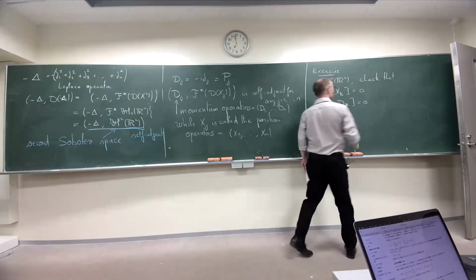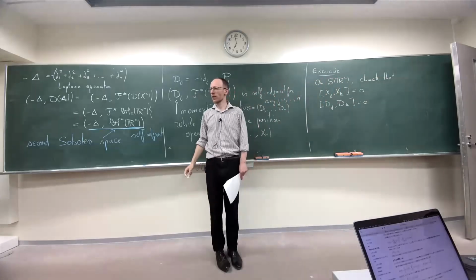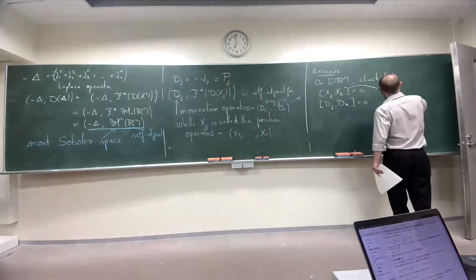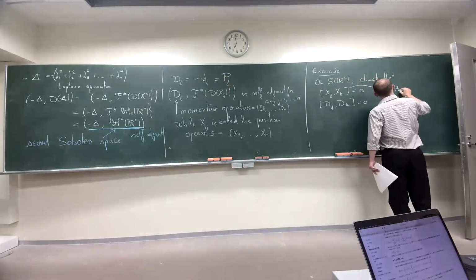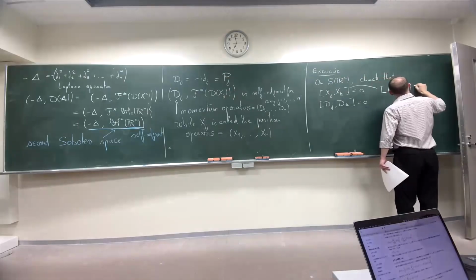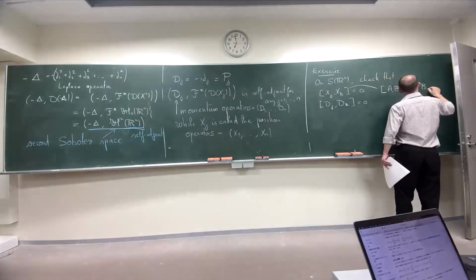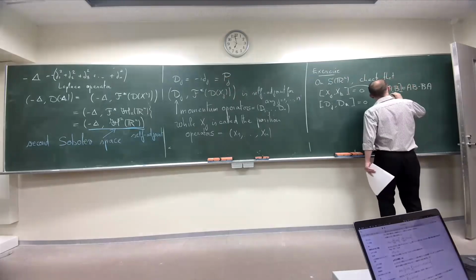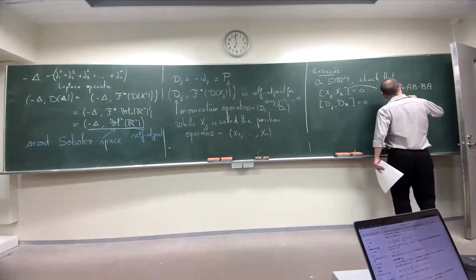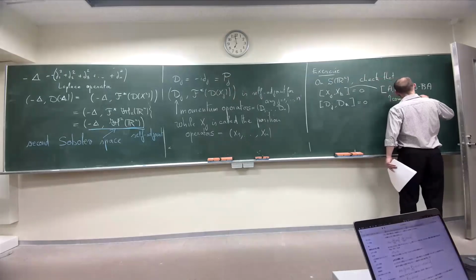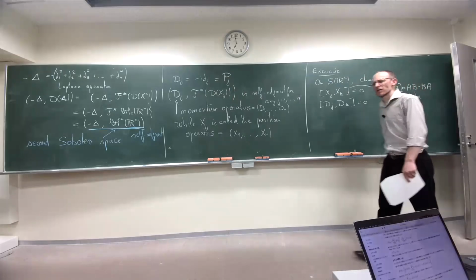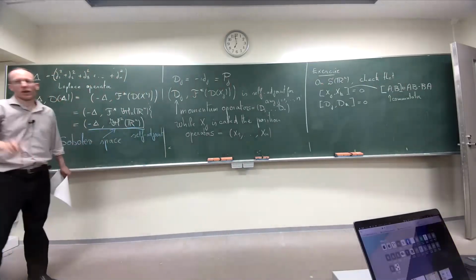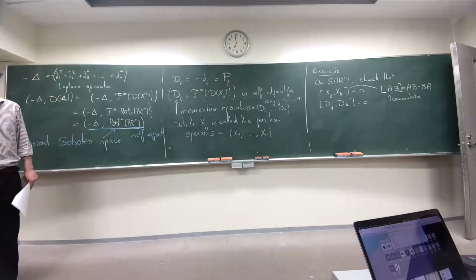What is a commutator? Maybe I didn't introduce a commutator. Sorry. What is a commutator? The commutator of A, B is AB minus BA. This is the definition of a commutator. Maybe I didn't introduce this. No, not in this. So now you know it. It's just AB minus BA.